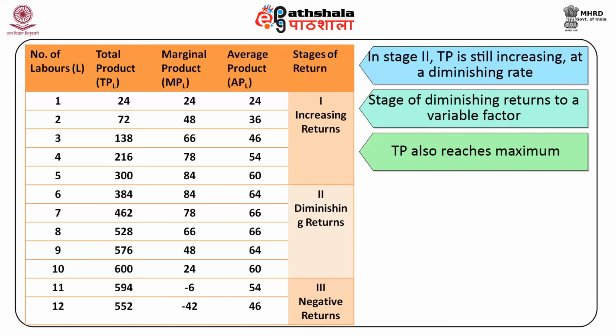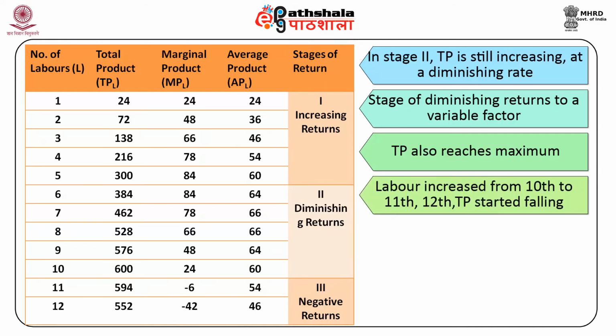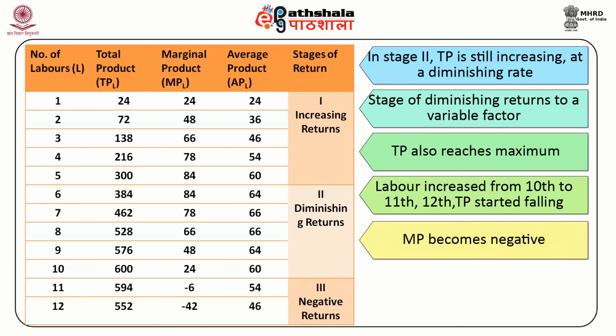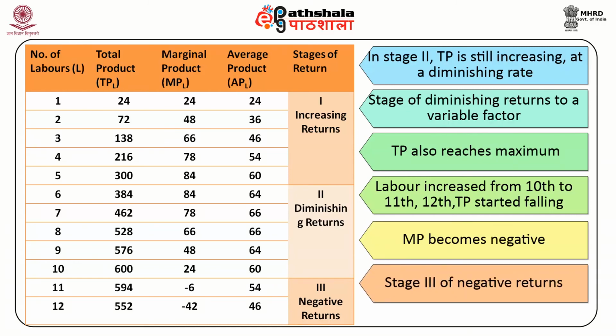Total product reaches its maximum at 600 at the 10th labor, but when the labor is increased from 10th to 11th and 12th, then the total product starts falling and correspondingly marginal product becomes negative. This is known as stage 3 of negative returns.